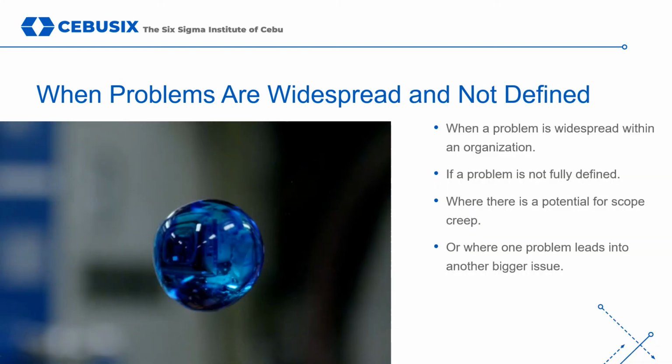Even when a problem is understood, if it is wide in scope and not well defined, improvement projects can escalate in scope to a point where they become unmanageable. When working on a project, you may discover other problems with the same process, and if the project scope is not defined and managed accordingly, it can quickly get out of control.